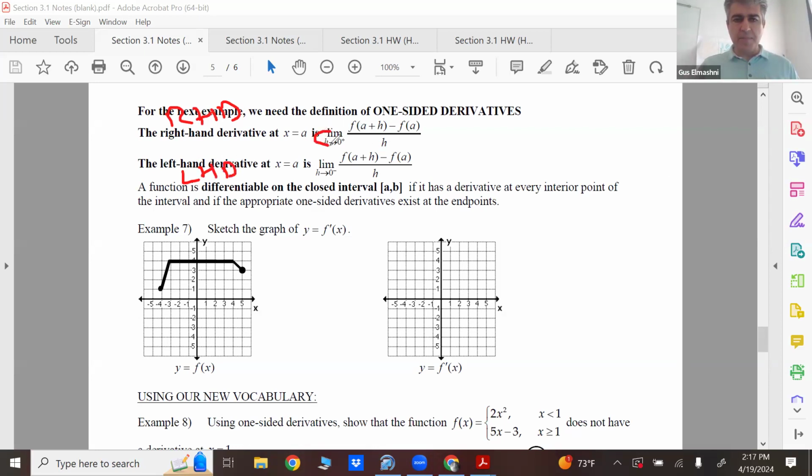And look at the superscript. What this means is that H is positive for the right-hand derivative, H is negative for the left-hand derivative. If I were to find, actually, we'll do that for example 8. Let's hold off on that. Let's actually do example 7 first. Example 7 is a different type of problem.